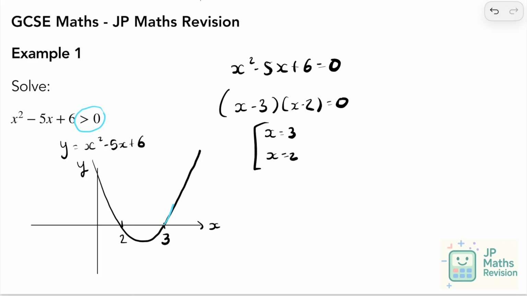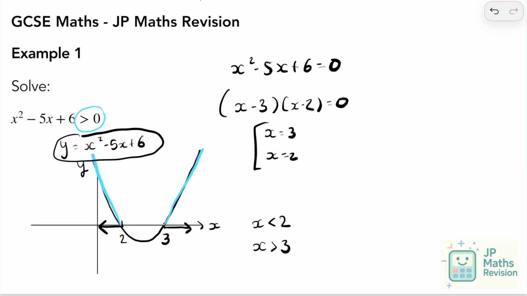So we're looking for these values here and these values here. The values of x for which the graph is above the x-axis are the values to the right of 3 and to the left of 2. So we can say that x is either less than 2 or x is greater than 3, because when x is less than 2 or greater than 3, our value of y is greater than 0.